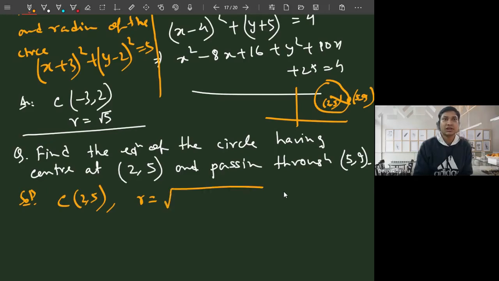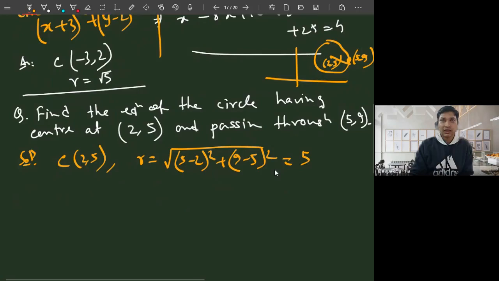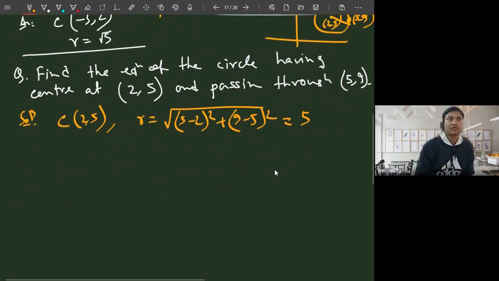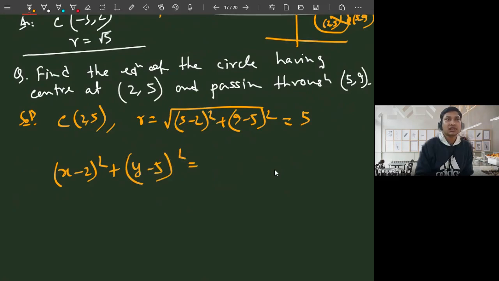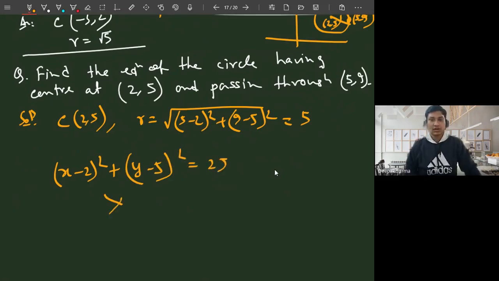So the radius will be the square root of (5 minus 2) whole square plus (9 minus 5) whole square. If you simplify, you get 3 square plus 4 square, which is ultimately 5. Although the radius is not directly given, we can find it. So the equation of the circle is (x minus 2) whole square plus (y minus 5) whole square equal to 5 square, that is 25. Understood?